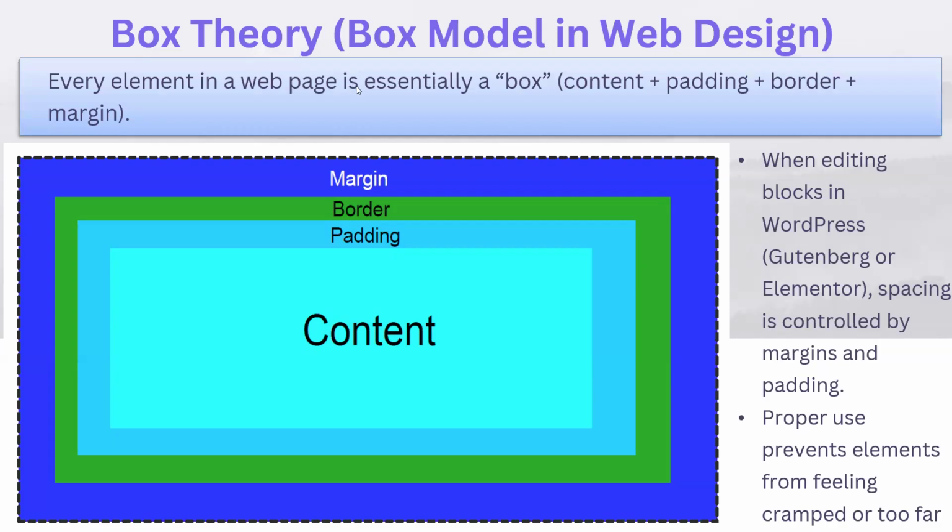Every element in a web page is essentially in a box, and this box has elements like content, padding, border, and margins. The content is the information you are building, the one that you are writing, an image, a video, text, and so forth. Immediately after that content, we have padding, and then we have border and margin.